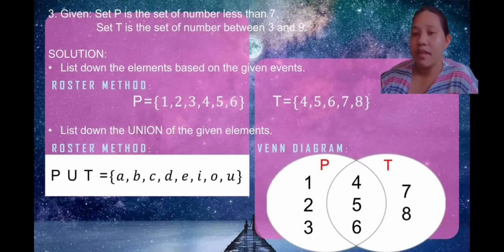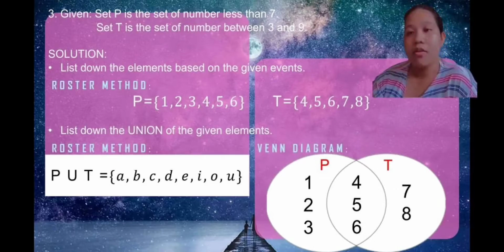Doon naman tayo sa set T. Set T is the set of number between 3 and 9. So, between 3 and 9. Ano nga ba yung mga numbers na makikita natin sa kalagitnaan ng 3 and 9? So, ang makikita nating mga numbers between 3 and 9 is 4, 5, 6, 7, and 8. So, the set T is equals to 4, 5, 6, 7, and 8.